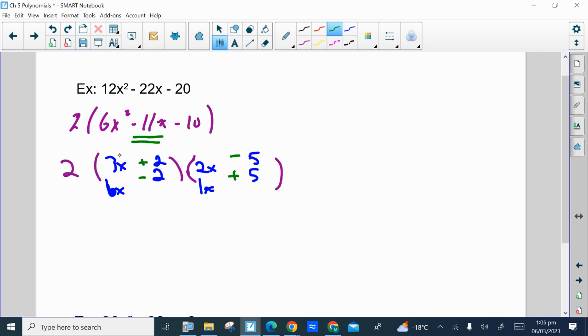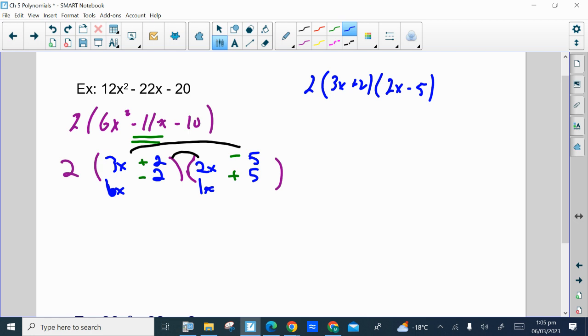So, if I did the positive 2 in the first bracket, the negative 5 in the second, the outer products, 3x times negative 5 would be negative 15x. And the inner products would be 2 times 2x, which is positive 4x. Negative 15x plus 4x does give us negative 11x. So we are saying that the factors are, can't forget about the common factor of 2 that we took out to start, then 3x plus 2 and 2x minus 5. That's what we're saying.